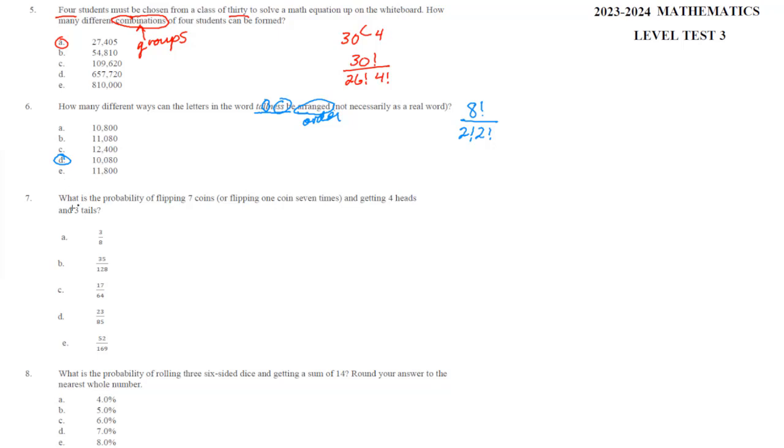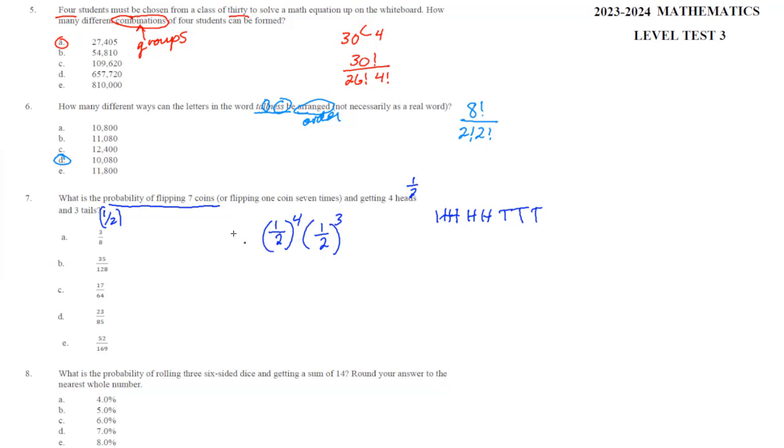Number 6 is D. Number 7, what is the probability of flipping a coin 7 times and getting 4 heads and 3 tails? Now remember, the probability of a head is 1/2, and the probability of getting a tail is 1/2. So getting 4 heads in a row, that's 1/2 times 1/2, 4 times. And then the probability of getting a tail 3 times in a row is that one. So this would be heads, heads, heads, heads, tails, tails, tails.